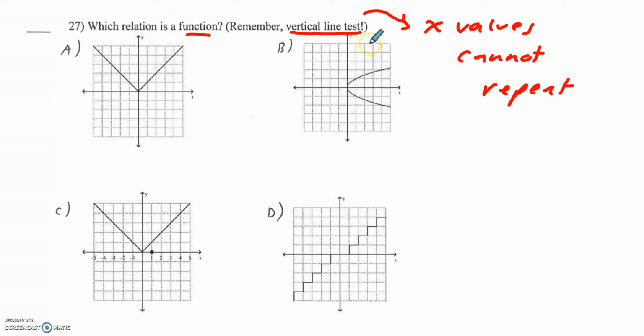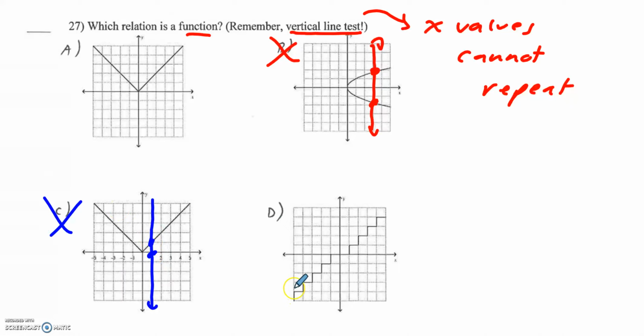For instance, if I look at B, if I draw a vertical line at 1, 2, 3, here is one answer and here is another answer. I can't plug in 3 and get both of these at the same time. So that fails the vertical line test because it hits the graph twice. C, if I draw a vertical line right here, it hits that dot and the graph. It hits more than one time, so that fails the vertical line test.